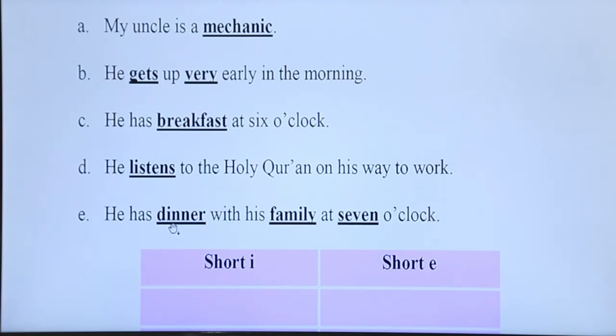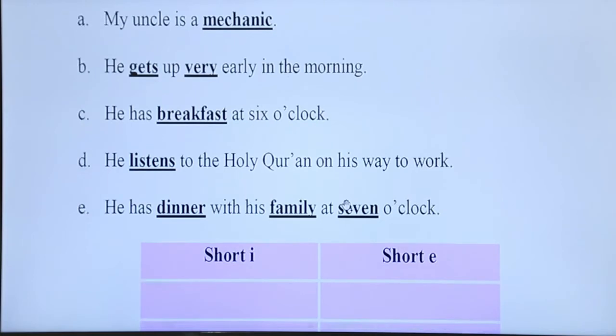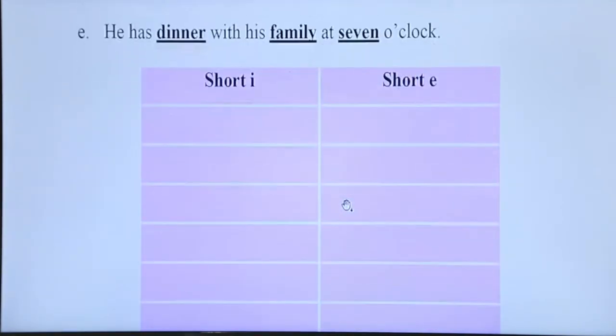How about this word? Great, dinner. ای ا. هر دو ساوند ای هست. How about family? در آخرش ما ای داریم. And how about 7? در اولش ما چی داریم؟ ا. شارت ا. حالا میتونین این کلمات شما تفکیک کنین. من برای شما گفته بودم که کدام شارت ای هست و کدام شارت ای.